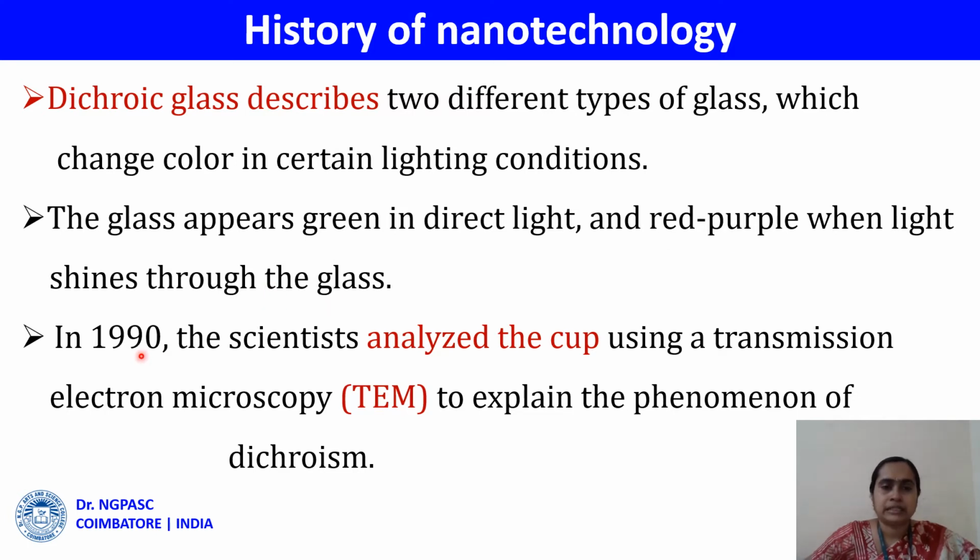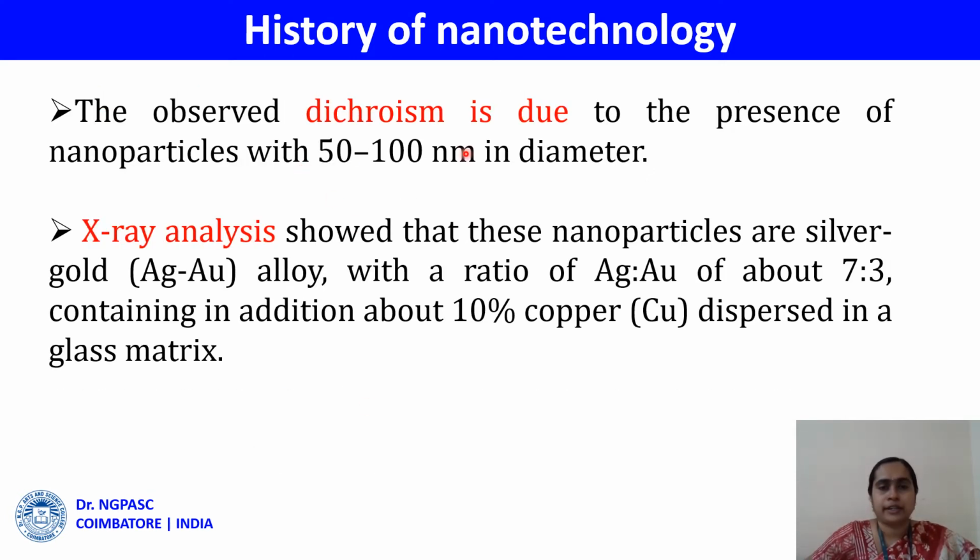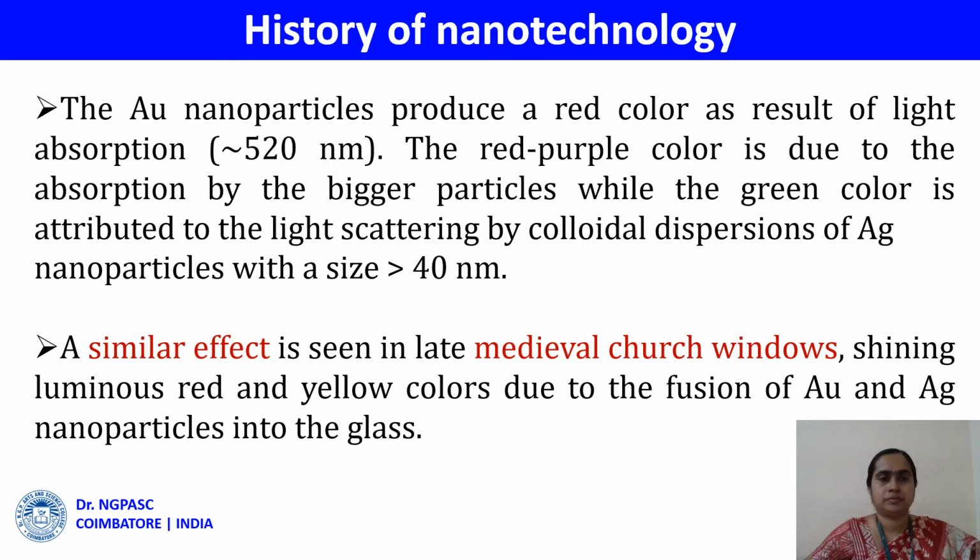So in 1990, the phenomenon of dichroism could be brought forward by the scientists through the analysis of transmission electron microscope. The observed dichroism is due to the presence of nanoparticles in the range of 50 to 100 nanometer, and X-ray analysis of these nanoparticles revealed the presence of silver and gold alloy, which is in the ratio of 7 to 3, containing about 10% of copper in the dispersed glass matrix.